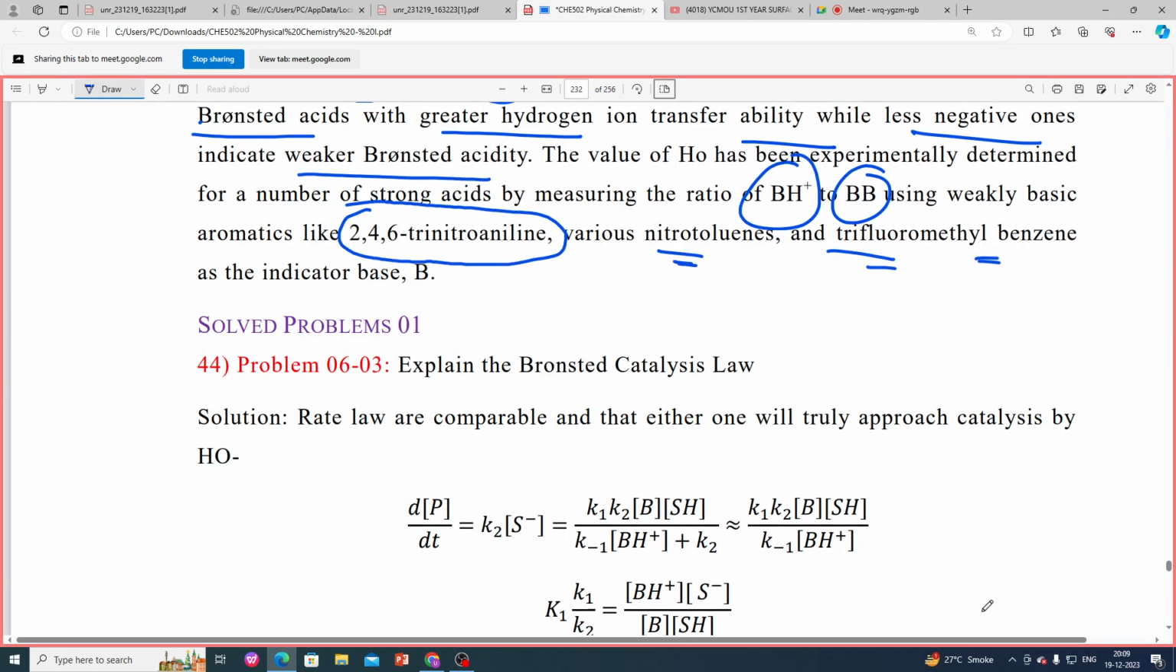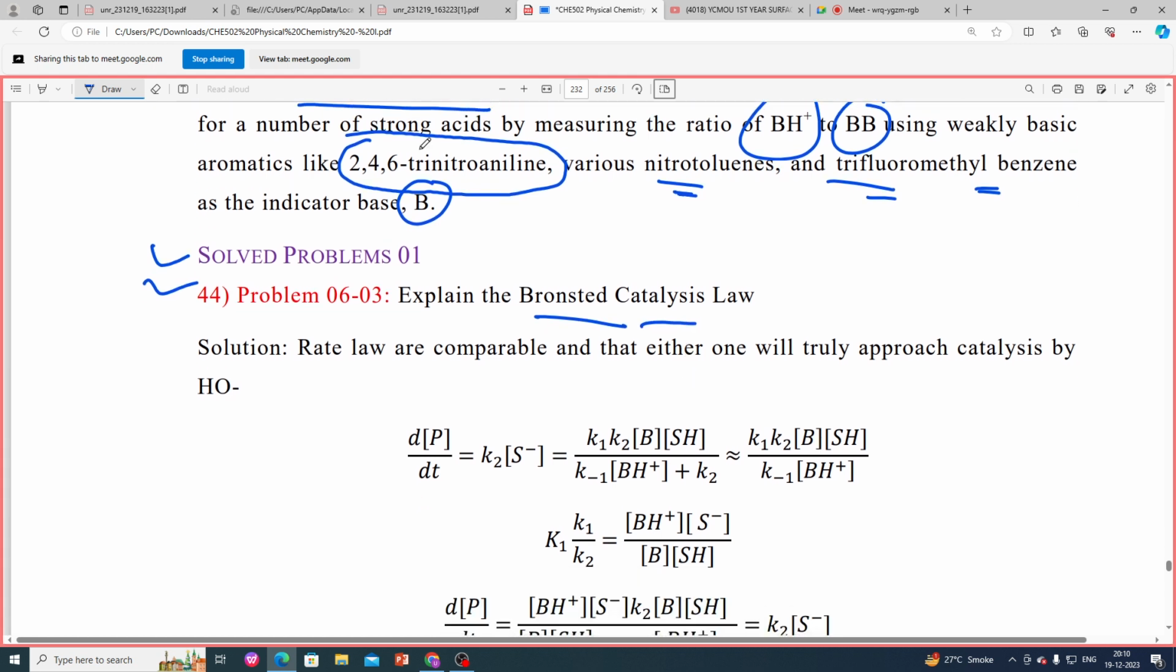Okay, yes, as indicators. These are all the topics which we have seen today. So here some examples are given. Solve example: explain the Bronsted catalysis. What we just saw is what is given here. The solution, rate laws are comparable, and either one will truly approach the catalysis by HO minus. So we have to write all these equations.